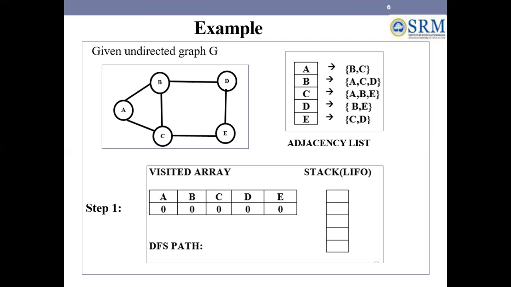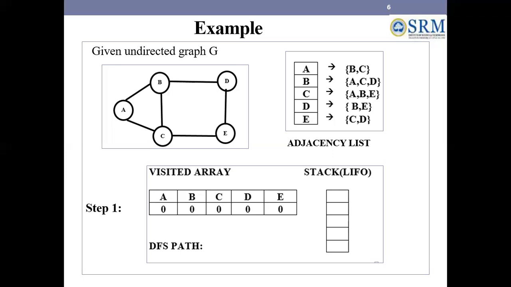Then step 1, we have an array and a stack. We are using a stack, last in first out, for the depth first search implementation, and the array is used for storing whether the node is visited or unvisited. Initially the array size is 5, since the number of nodes n is 5. So initially array values are 0 for A, 0 for B, that means nodes are unvisited. 0 means node unvisited. If it is visited, the value will be changed to 1.